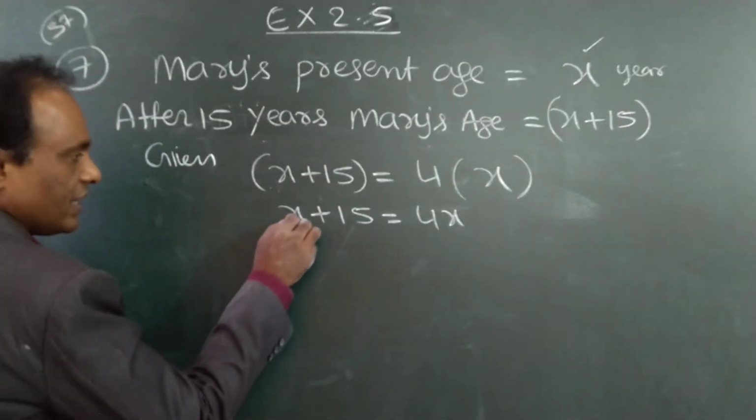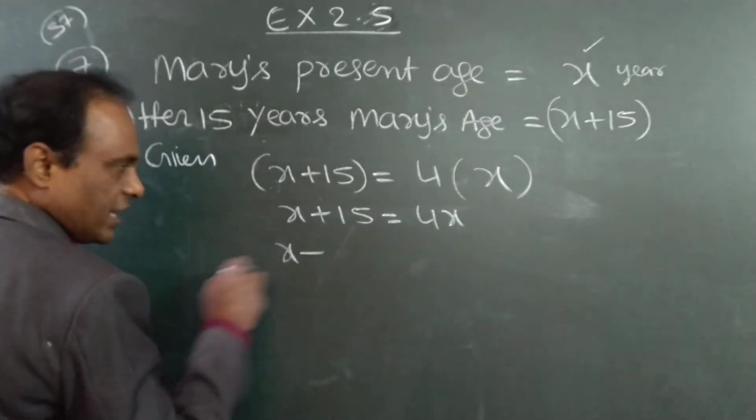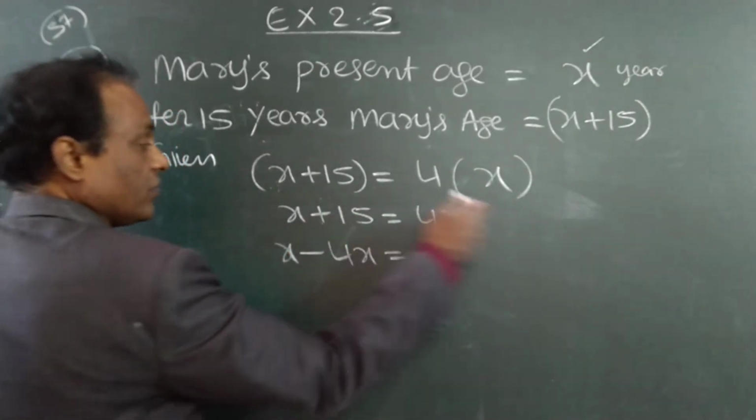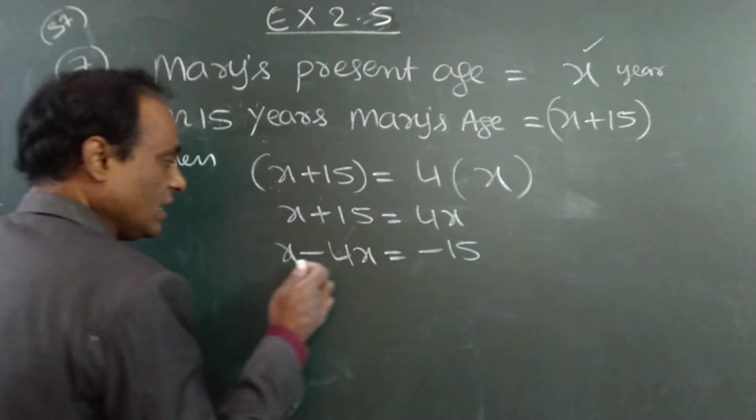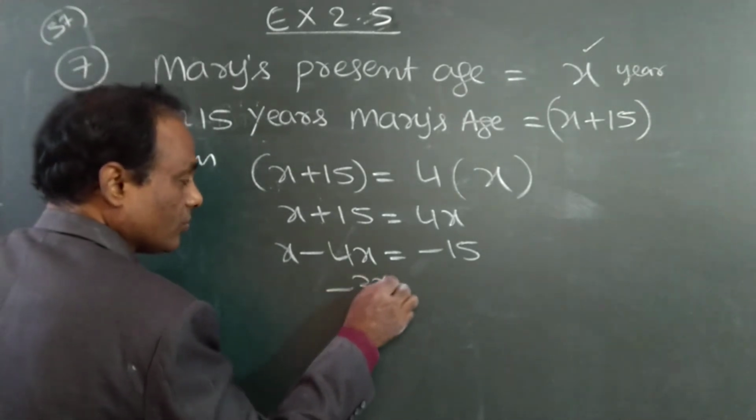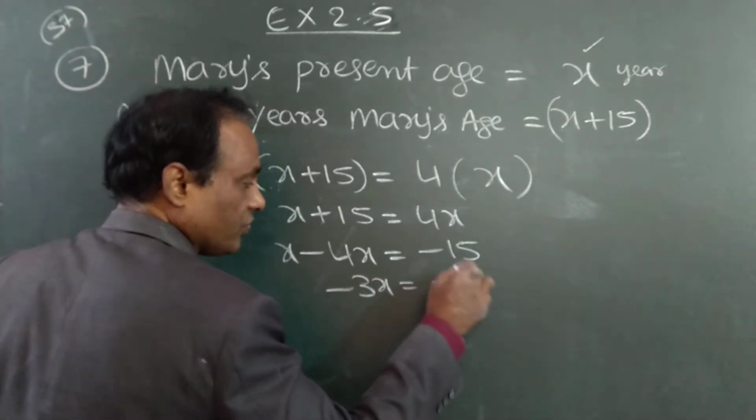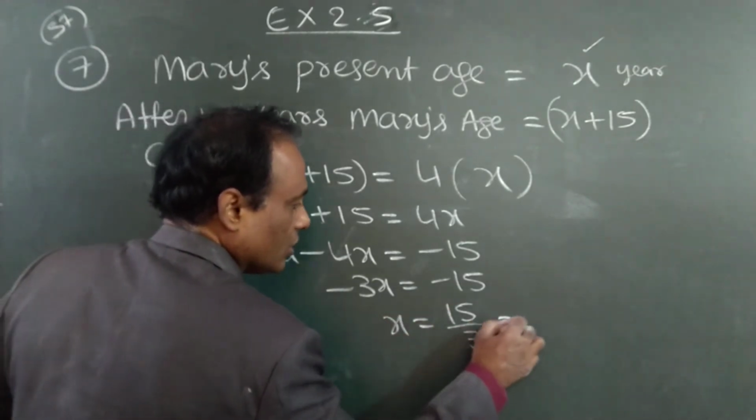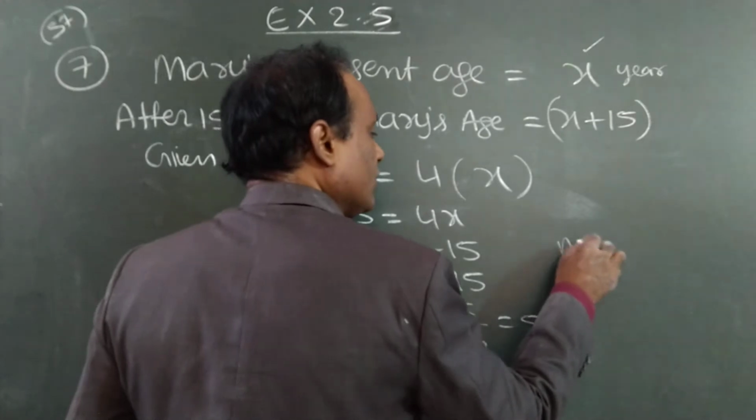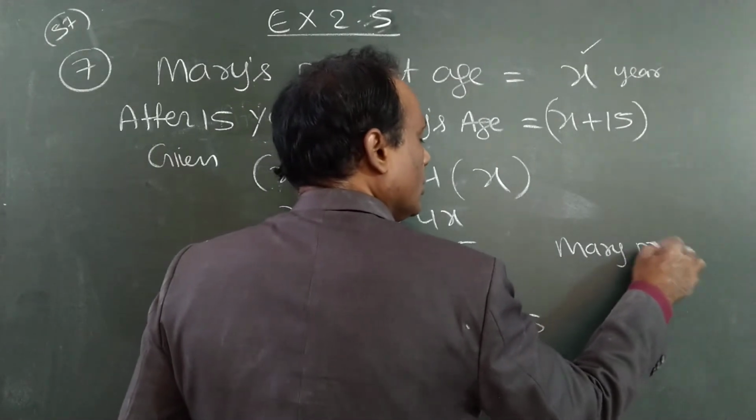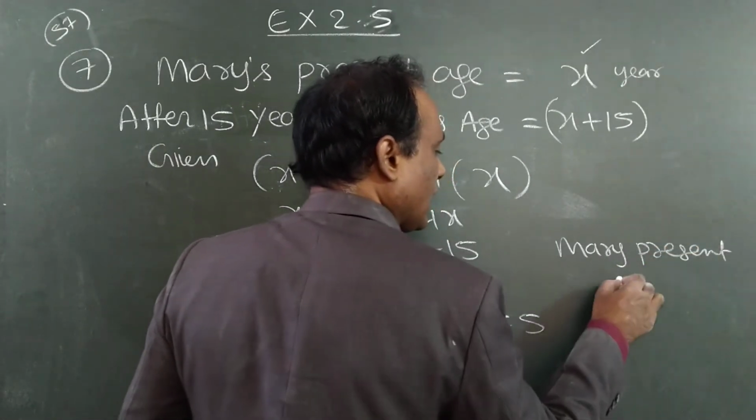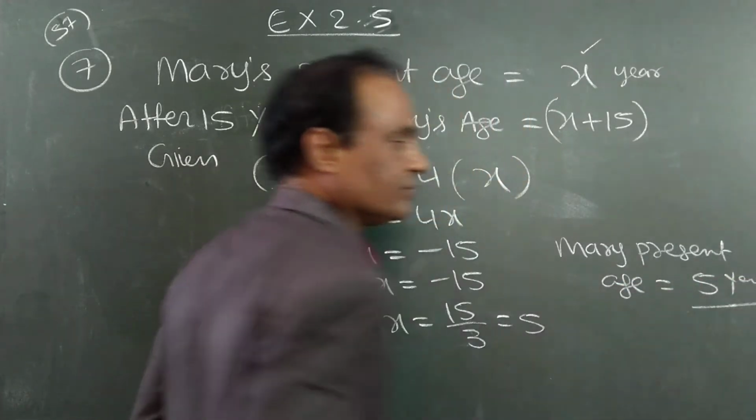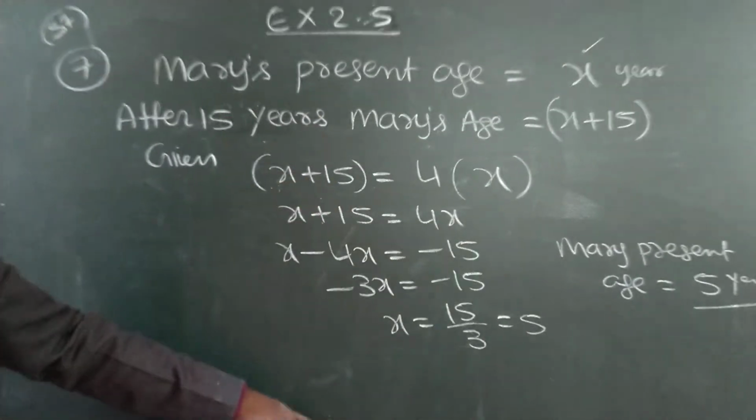All x terms on one side: x is here, plus 4x on this side, minus 4x, plus 15 on that side, minus 15. X minus 4x is minus 3x is equal to minus 15. Minus cancels. 15 by 3 is equal to 5. So Mary's present age is 5 years. This is the procedure.